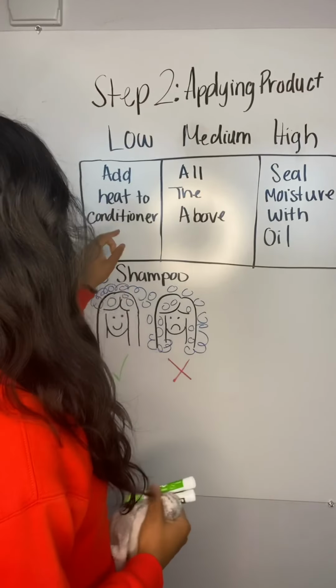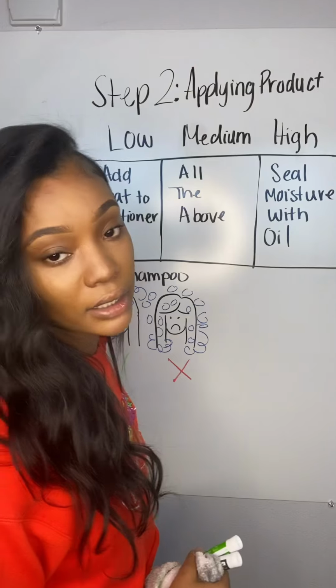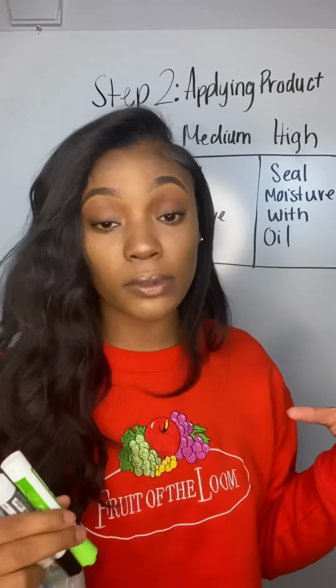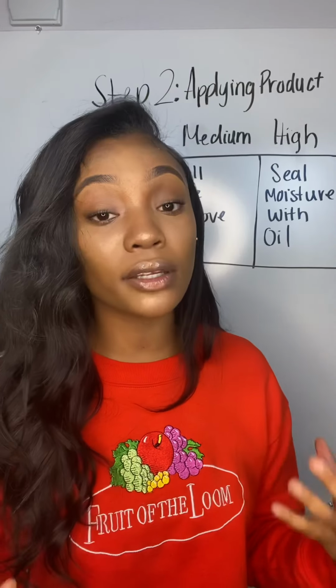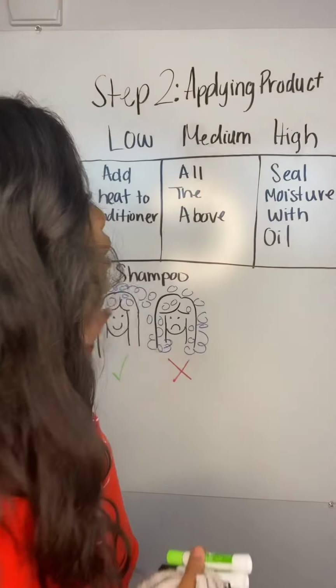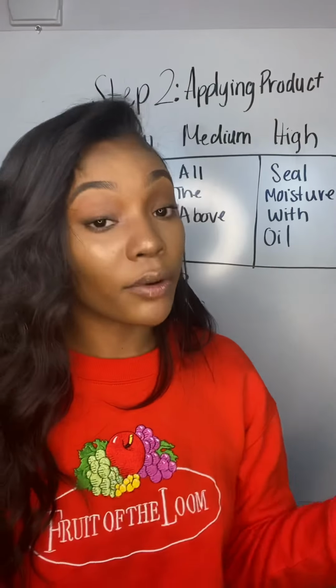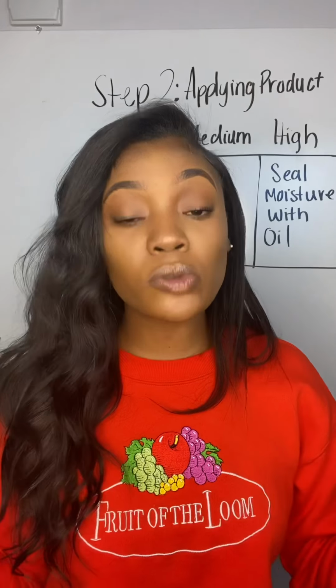Moving on to step 2 of how to wash your hair more effectively, how to apply product. So now that you know your hair porosity, with low porosity, you will want to add heat to your conditioner. This will allow your hair follicle to open up so your hair can actually be conditioned and the product can be more effective. For high porosity hair, you want to seal the moisture in with an oil. Now remember, high porosity means that you absorb a lot of water and you also lose a lot of water. So it's very important to seal your hair with an oil.